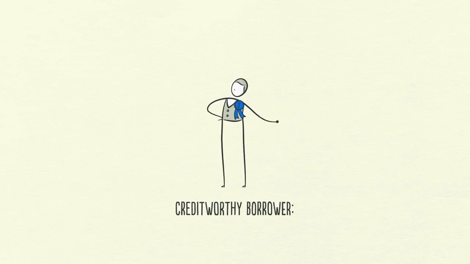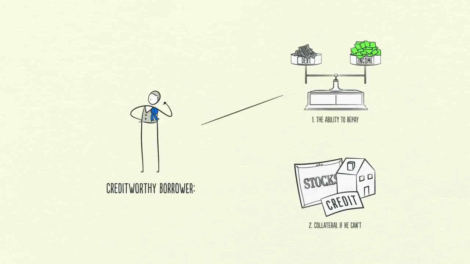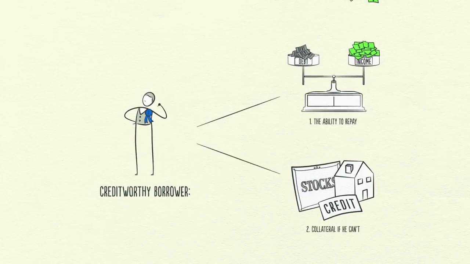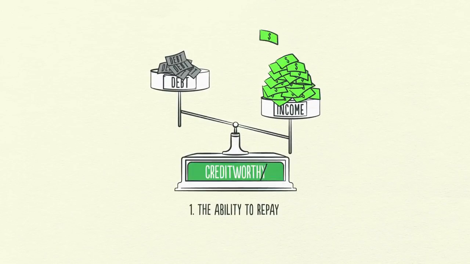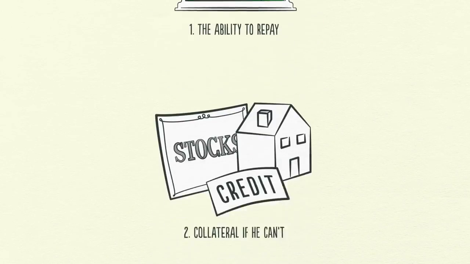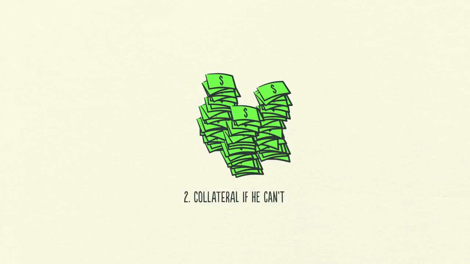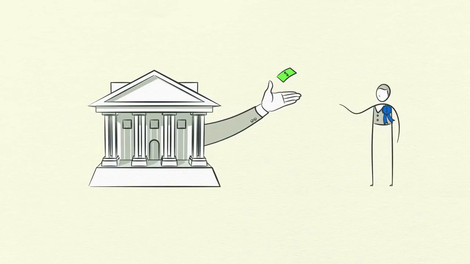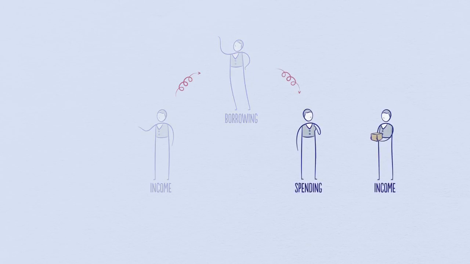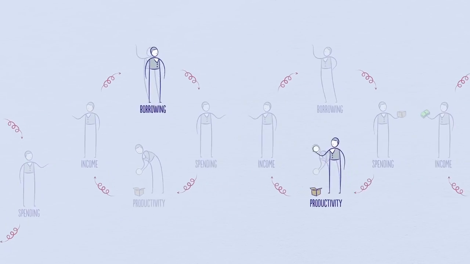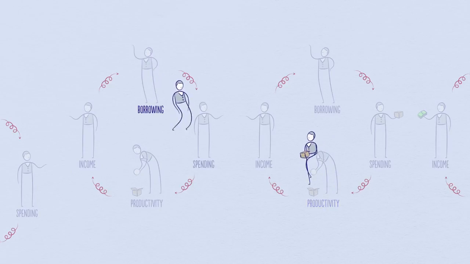A credit-worthy borrower has two things: the ability to repay and collateral. Having a lot of income in relation to his debt gives him the ability to repay. In the event that he can't repay, he has valuable assets to use as collateral that can be sold. This makes lenders feel comfortable lending him money. So increased income allows increased borrowing, which allows increased spending. And since one person's spending is another person's income, this leads to more increased borrowing, and so on. This self-reinforcing pattern leads to economic growth and is why we have cycles.